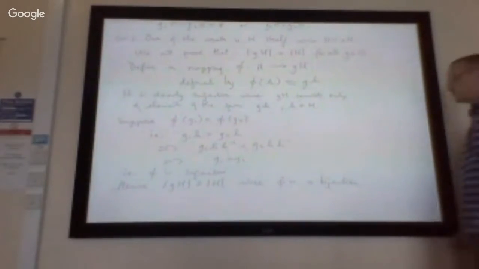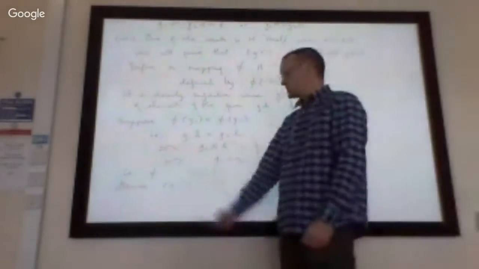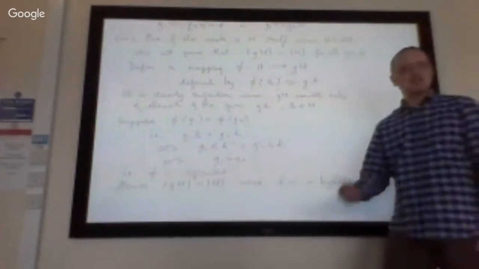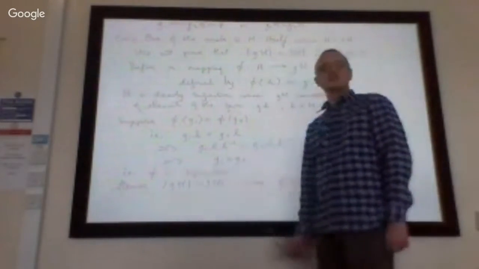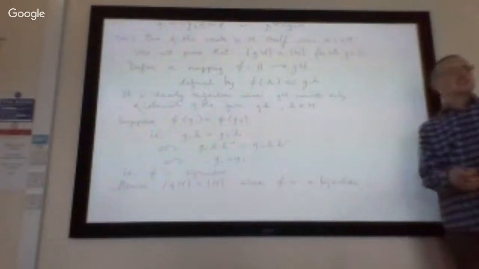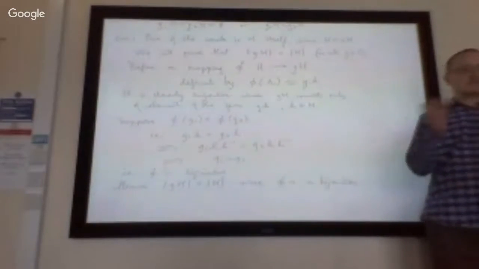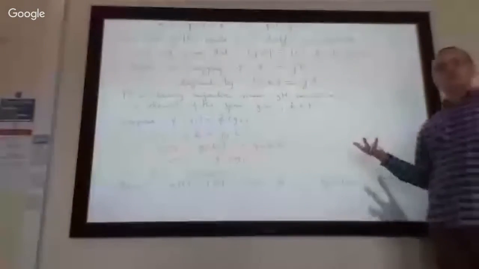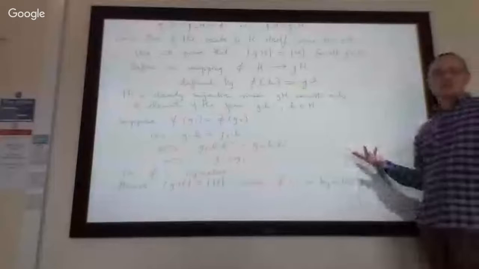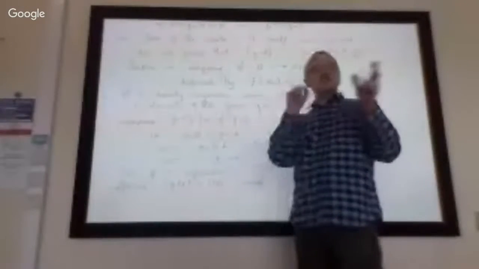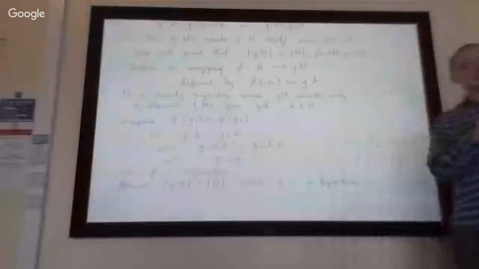So in some ways that statement is a result about finite sets. Finite sets have the same order if there exists a bijection between them. For infinite sets, this becomes the definition for what having the same order means.